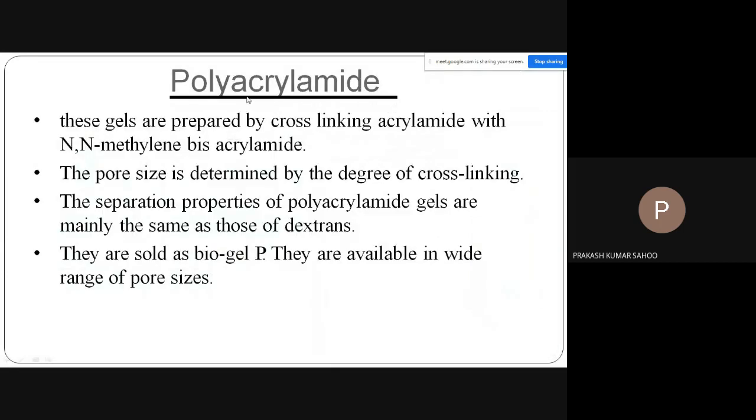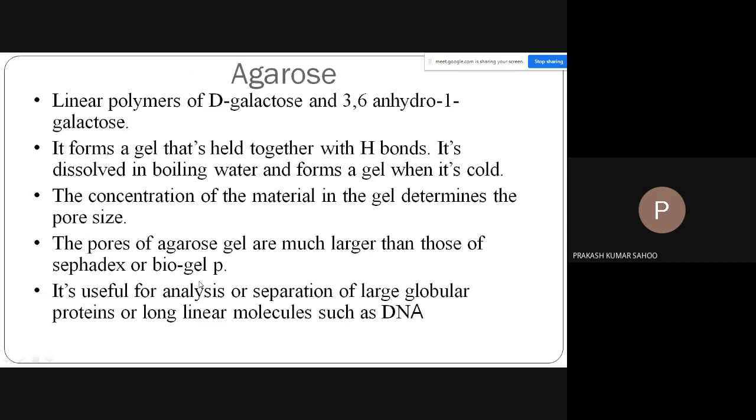Then another type, that is polyacrylamide. These gels are prepared by linking acrylamide with N,N'-methylenebisacrylamide. The pore size is determined by the cross-linking. The separation properties of the polyacrylamide gels are mainly the same as those of dextran. They are sold as Bio-Gel P. This is a trade name. They are available in a wide range of pore sizes.